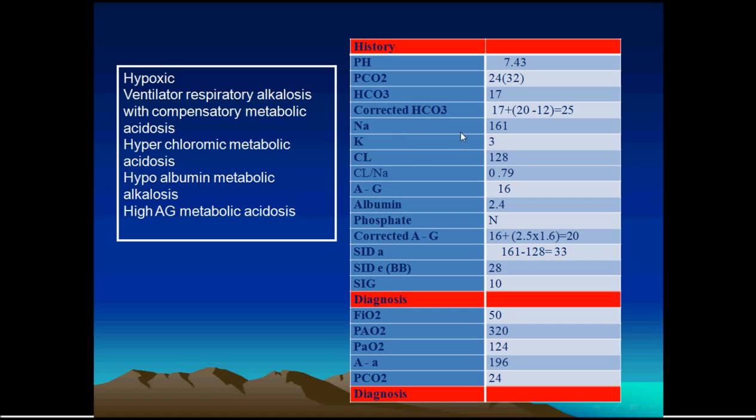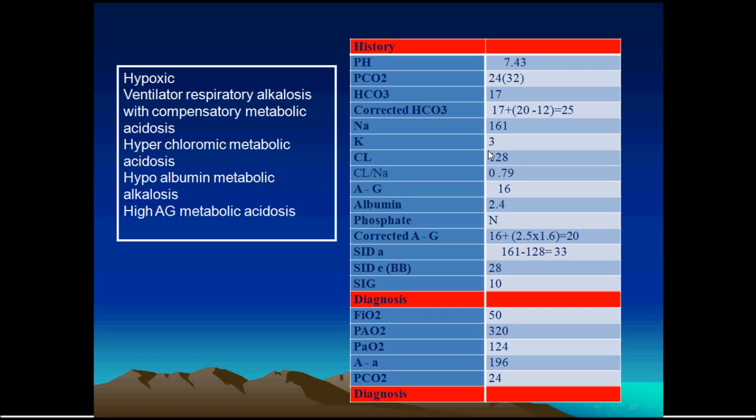Come to the sodium, which is 161. Is it hemoconcentration or something else, or addition of a large volume of saline? Chloride is very high, 128. What is the ratio between the two, chloride to sodium? It is 0.79. So this means that there is some sort of hemoconcentration. In addition to this, there is a high chloride load.